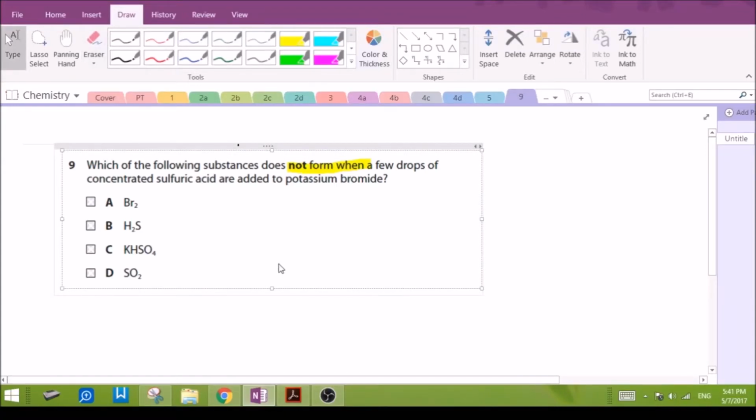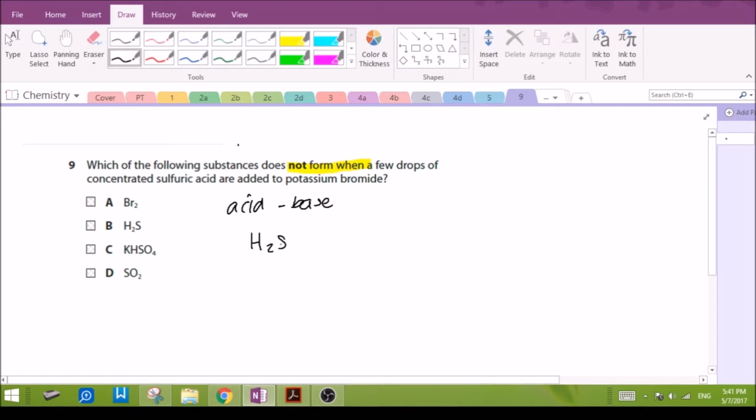Number 9, which of the following substances does not form when a few drops of concentrated sulfuric acid reacts with potassium bromide? So there are two key reactions happening here. First of all is an acid-base reaction.